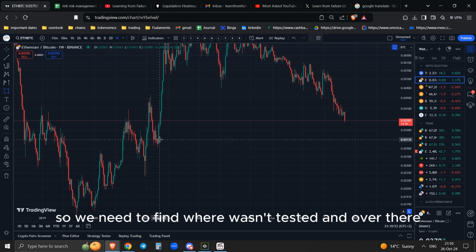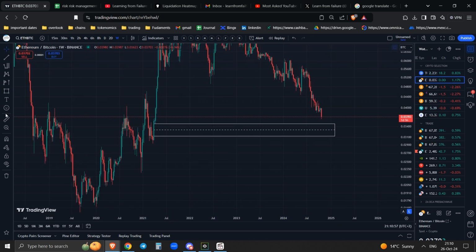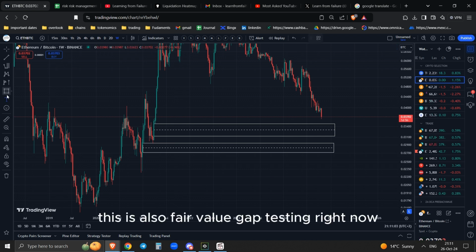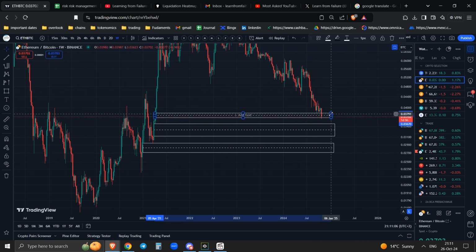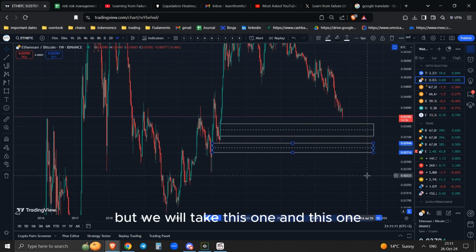And over there, and over there. This is also a fair value gap being tested right now, but we will take this one and this one.